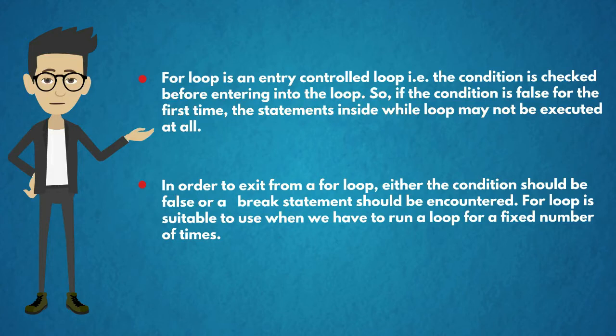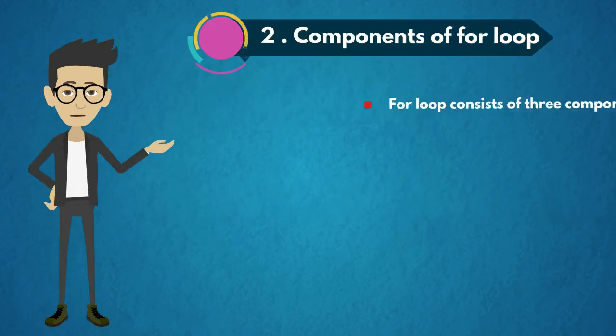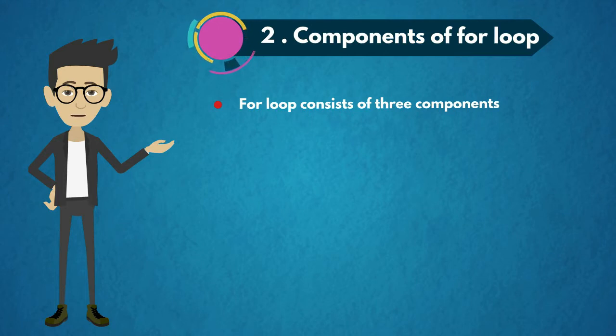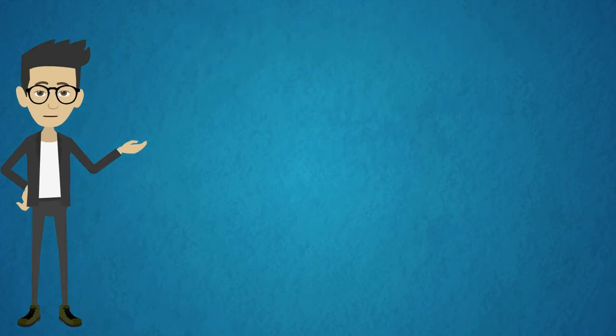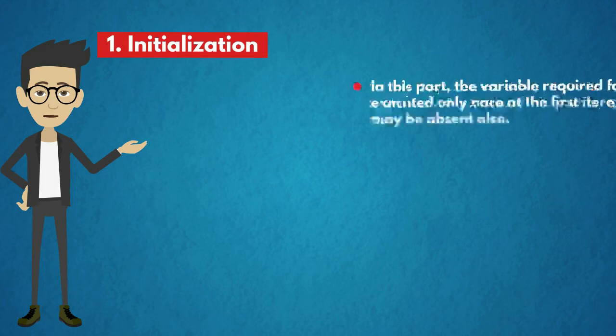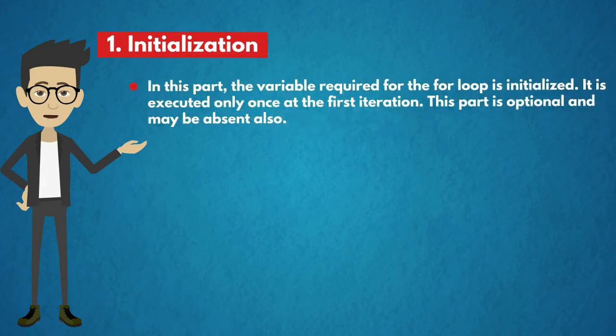Components of a for loop. For loop consists of three components. Those are initialization, condition, updation. The first component of for loop is initialization. In this part, the variable required for the for loop is initialized. It is executed only once at the first iteration. This part is optional and may be absent also.